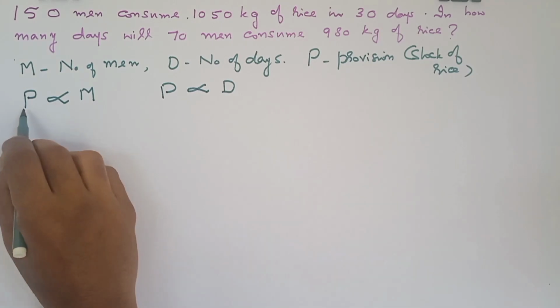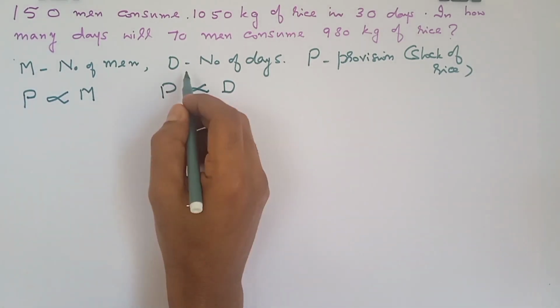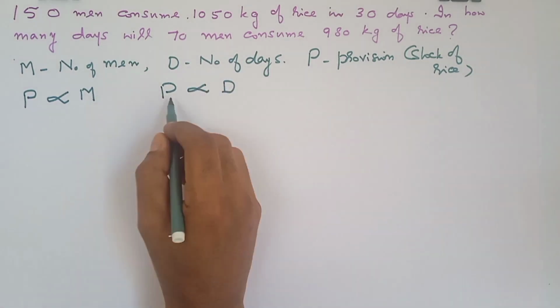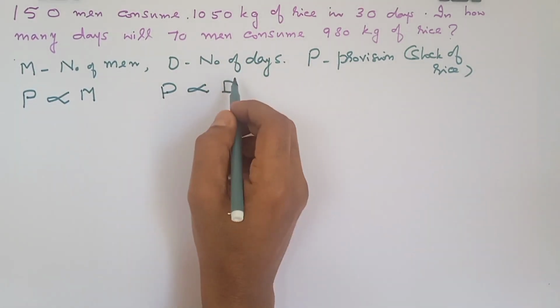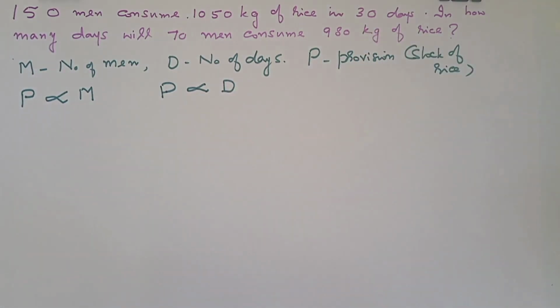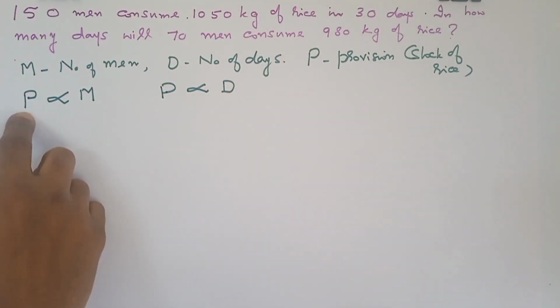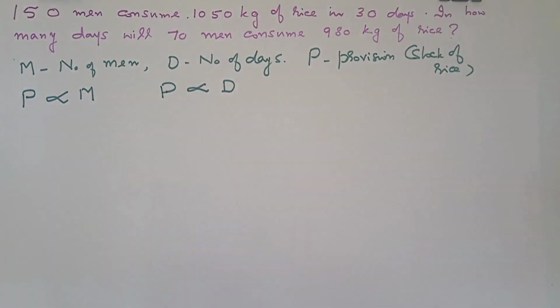When I write P is directly proportional to M, there is this assumption of D being constant. Similarly, when I say P is directly proportional to D, you keep the number of men constant. Then only you will see the ratio of P by M in the first case, and the ratio of P by D in the second case, remaining the same. This is the basic definition of a joint variation.